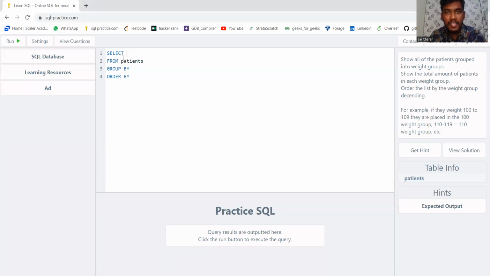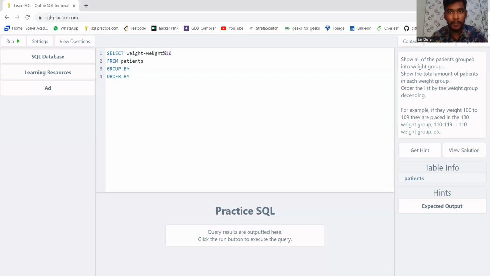Let us take an example: 112. Weight minus weight percentage 10. Simply, from the total weight I am removing this remainder. If we divide 112 by 10, the remainder is 2, right? So 112 minus 2 is 110. So the group is 110. This is how we are finding the group.